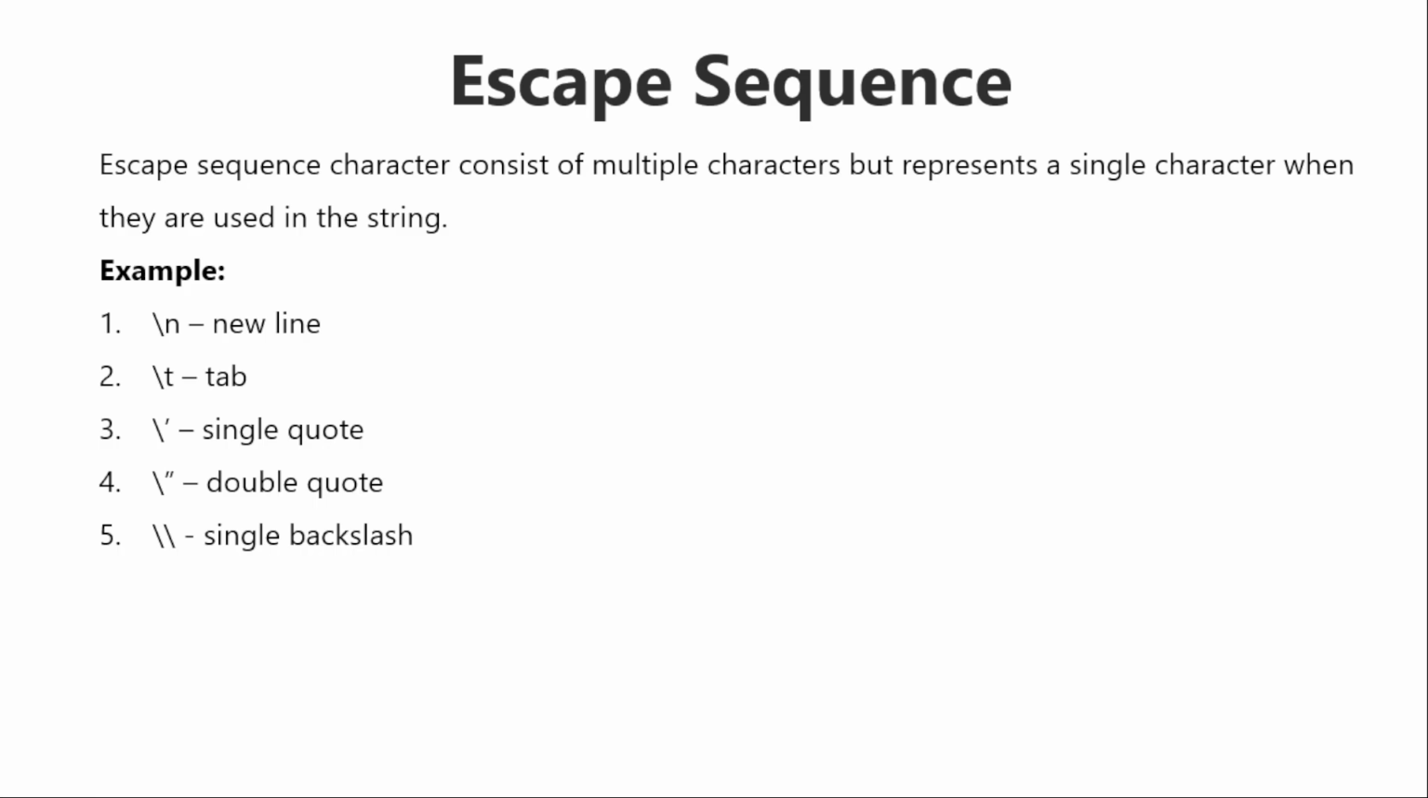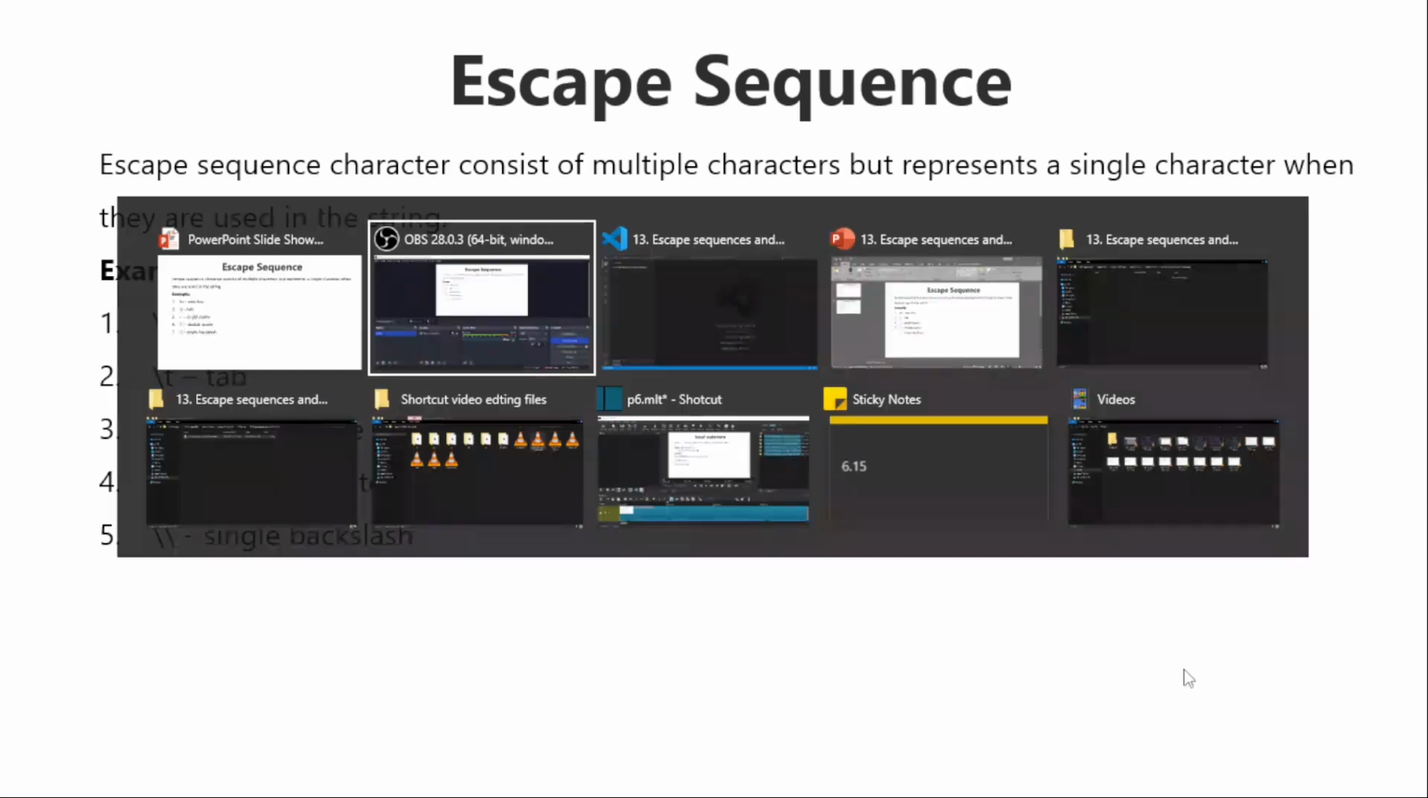If you want to print a new line, you can make use of \n, and if you want to create a tab space, you can make use of \t. If you want a single quote, you can use backslash and single quote. If you want double quotes, you can use backslash and double quotes, and if you want a single backslash, you can make use of a double backslash. Now let us execute this with examples.